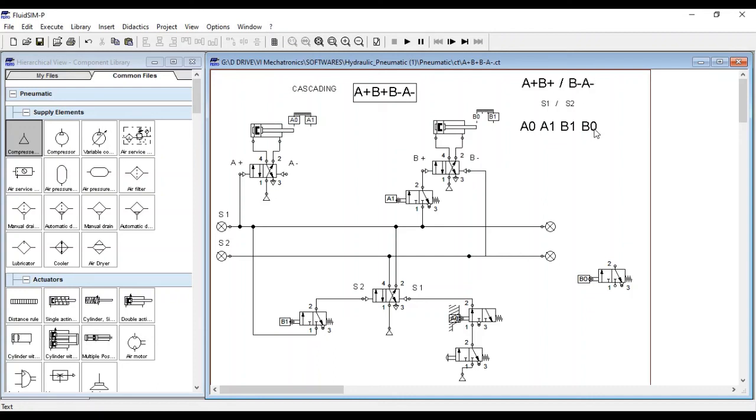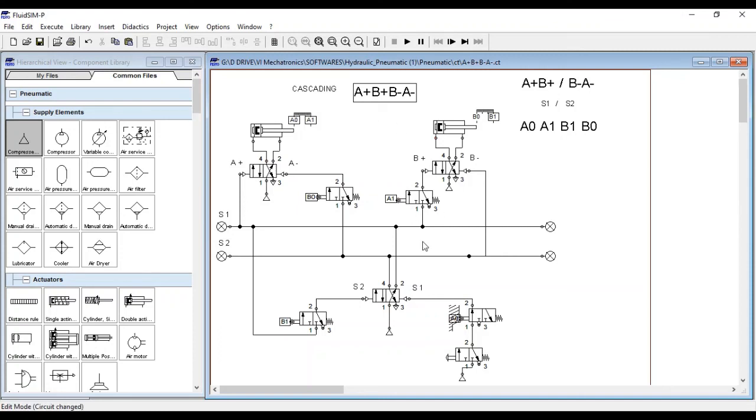So for this S2, B0 will be the precondition, or you can say actuation signal. It is connected to S2, but it will turn on only when this B minus is completed. So we will connect this to our port. Now you understand that we need B minus, so it is directly connected to S2 through B1. We need A minus, it is connected to S2 through B0. So this is how this cascading will be done.